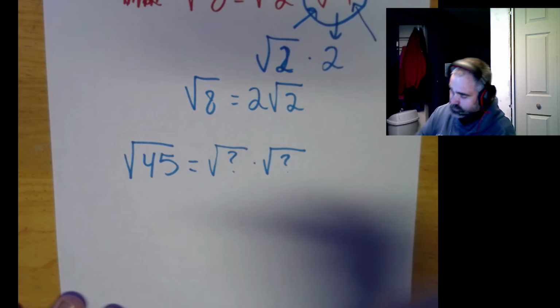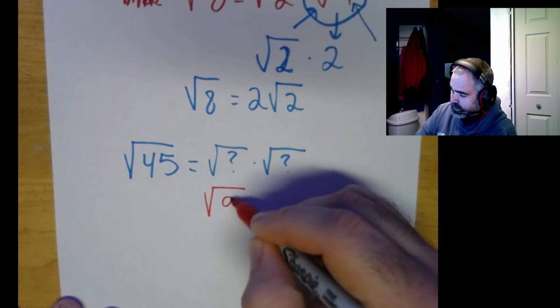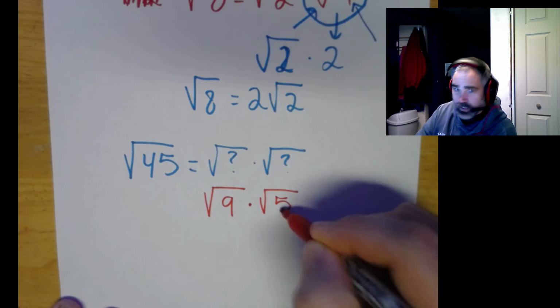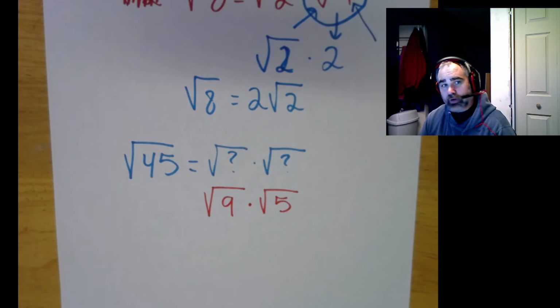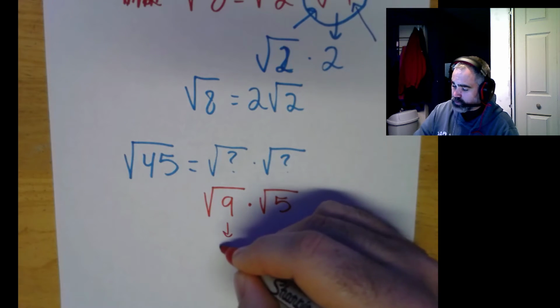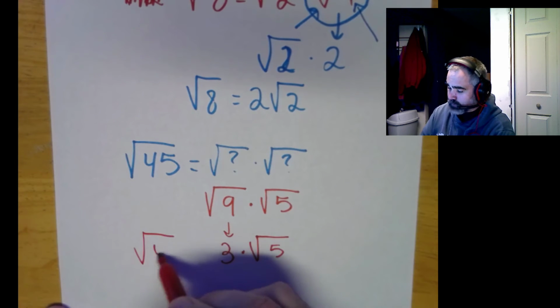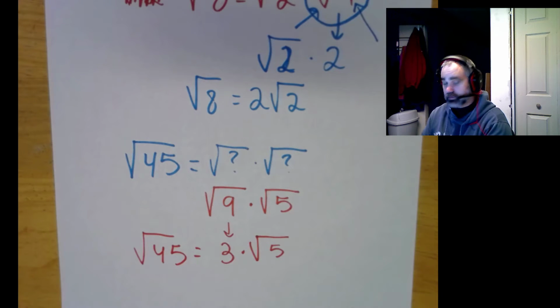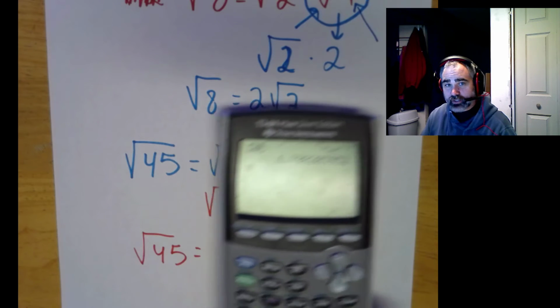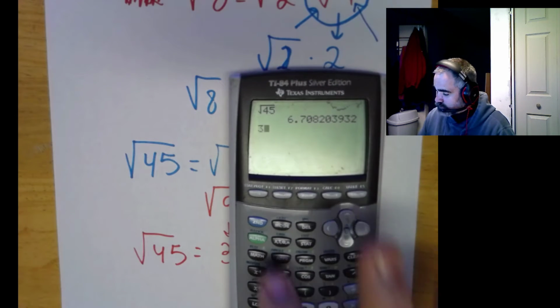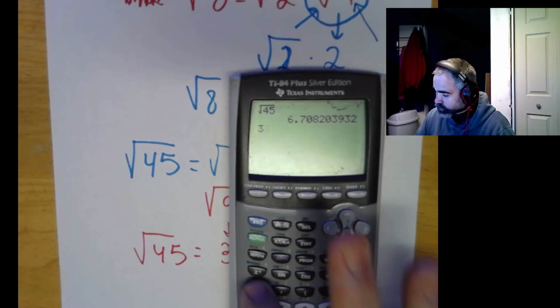Hopefully you came up with two numbers here. Square root of 9 times the square root of 5. Now the square root of 9 is a perfect square. So what I can say is this is equal to 3 times the square root of 5. So I could say that the square root of 45 is equal to 3 times the square root of 5. All right, and we can, again, check our calculators and make sure that we got this right. I want to see if 3 root 5 is also equal to that same number. And it is. And again, notice every single digit lines up.